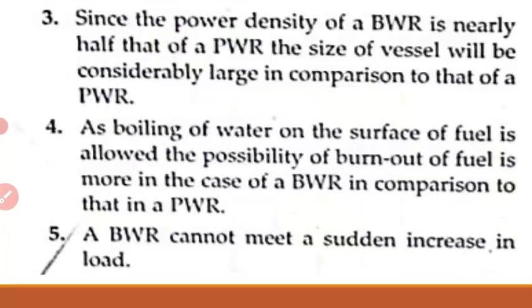Here the boiling of water on the surface of fuel is allowed, so the possibility of burnout of fuel is more in the BWR. It means the fuel consumption will be more in the BWR as compared to the PWR. Also, a BWR cannot meet a sudden increase in load. This is also one demerit. We cannot change the load suddenly. These are the demerits related to the BWR.